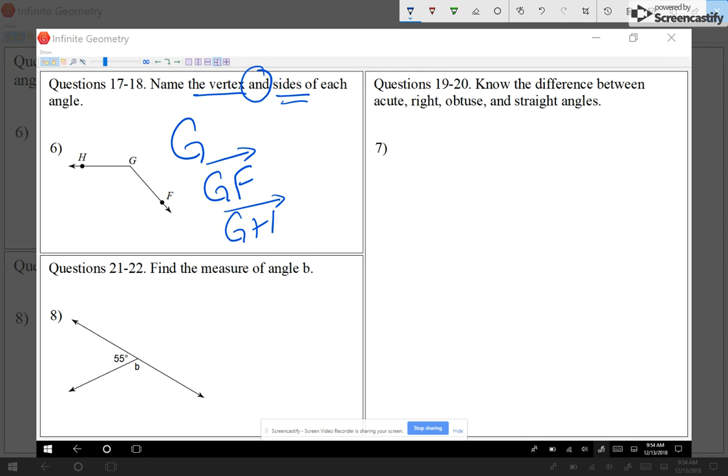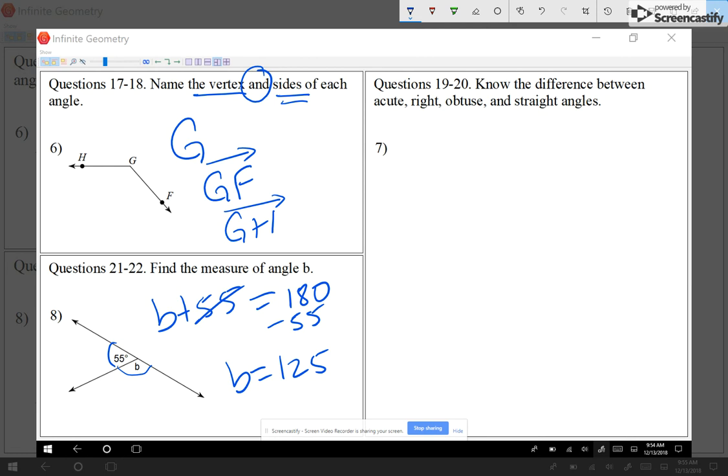Let me skip to question number 8. I'll come back to number 7 in a minute. So question number 8, I see that these two angles are the angles of a line, right? They're both on the same line, the entire line, and they look like almost half of a circle. So I'm just going to add them up. B plus 55 equals 180. So let me subtract 55. 180 minus 55 is 125.